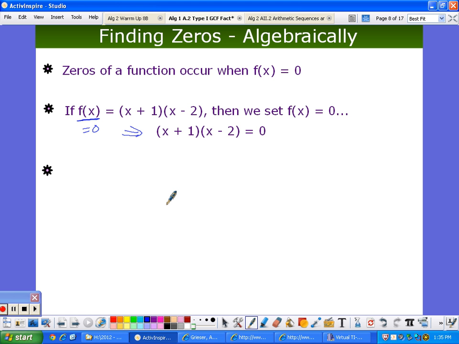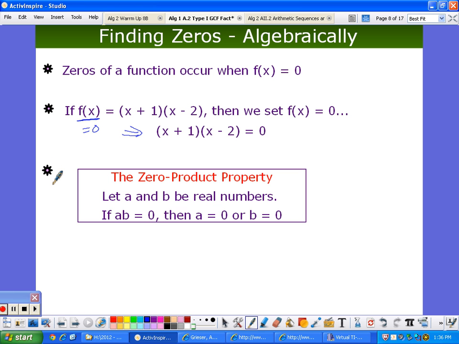How do I solve this? This is kind of a weird looking creature. We're going to use something called the zero product property. And I think you know this property. This is a property that says something times 0 is 0. You know that property? Yeah. So look how it's written here.